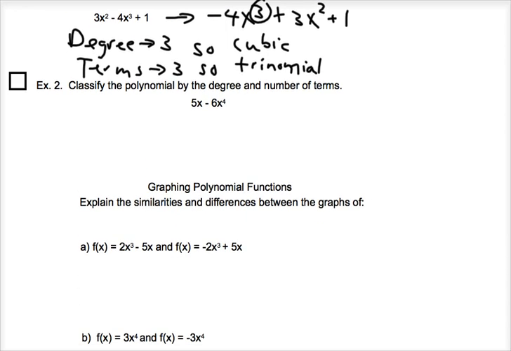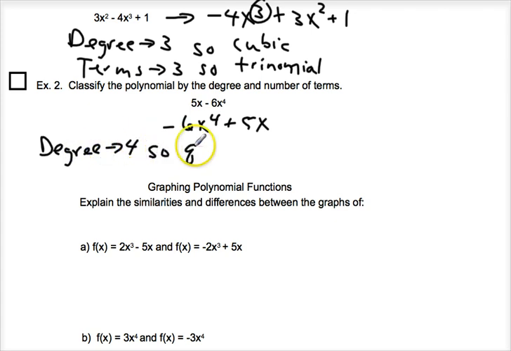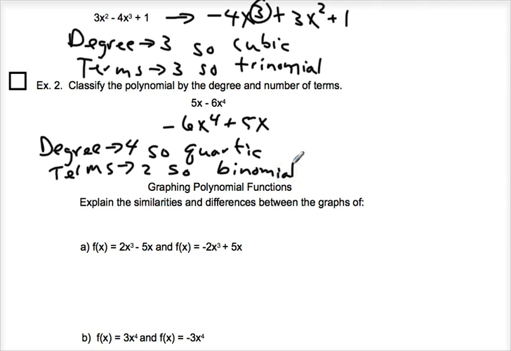Example 2. In standard form, it would be negative 6x to the 4th plus 5x. It has a degree of 4. That's the biggest exponent. And that is quartic. Quartic, there are 4 quarts in a gallon. There are 4 quarters in a game, so it's quartic. How many terms are there? There are 2 terms, so that means it's a binomial. This is an example of a quartic binomial.